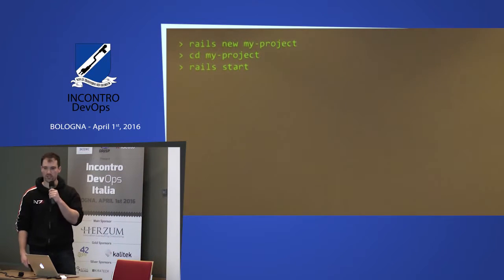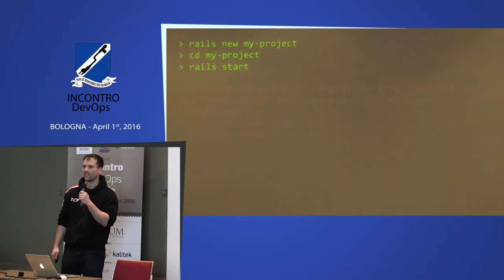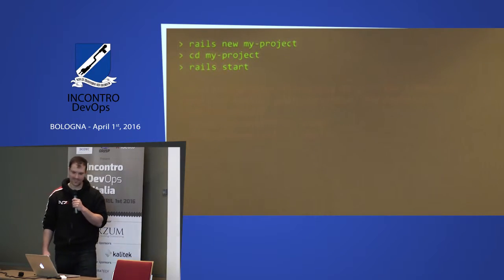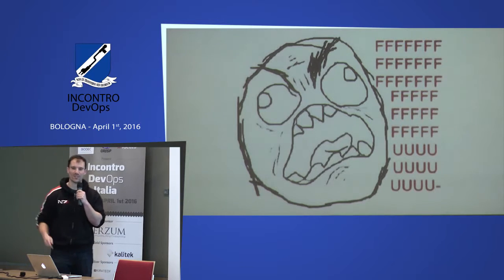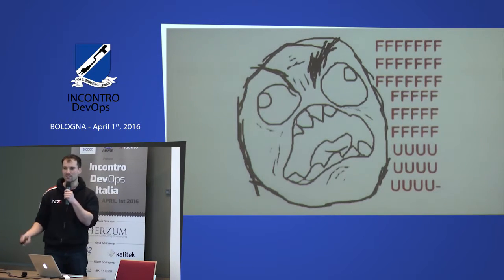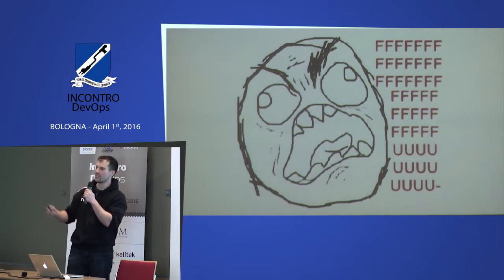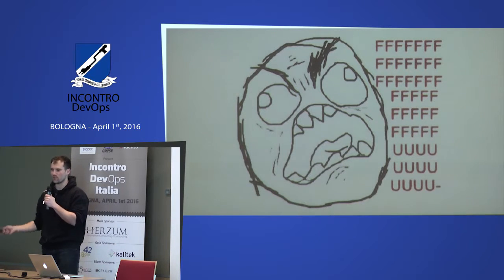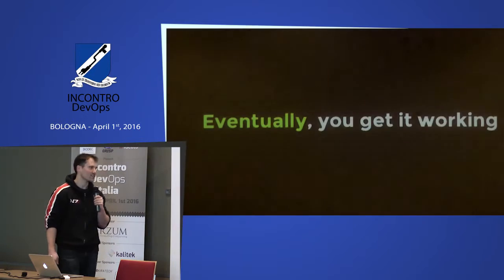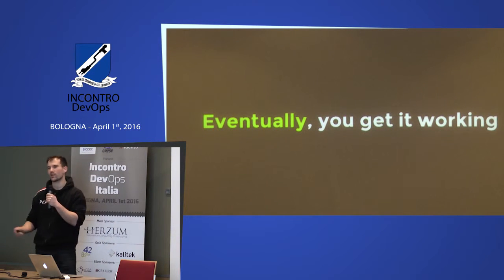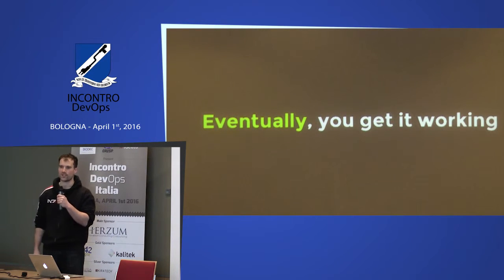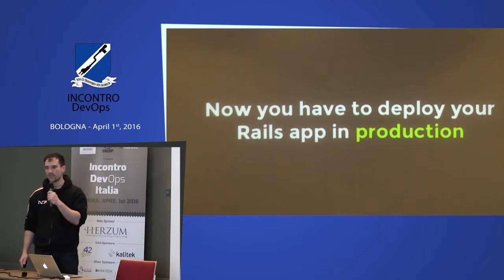You generate your Rails project, you run Rails start, and you get another error. After lots more time on Google, you find out that this one has something to do with Ruby versions and how dare you not use RVM, you should have known better, you poor human being. So eventually, you get it working. You build your app, you write all the code, you check it all in, it looks great. Now you got to deploy it to production.